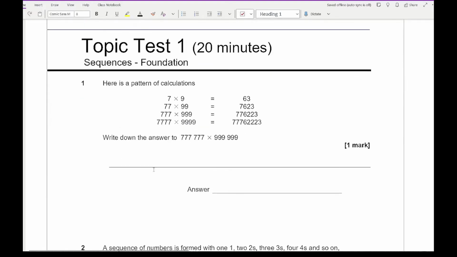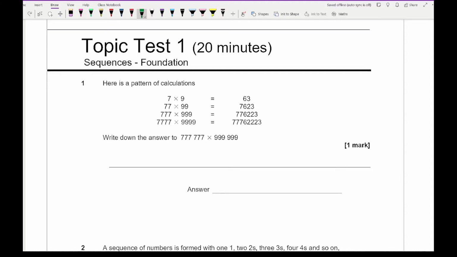So question 1 says, here is a pattern of calculations, and it says write down the answer to 777,777 multiplied by 999,999. So let's have a look. So looking at this, we can see that the pattern starts with 777, and you can see that we've got 6, 3, and then we introduce a 7 and a 2 somewhere either at the start and in the middle of that pattern.